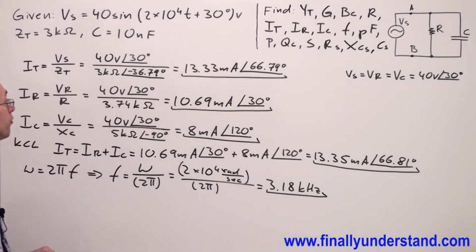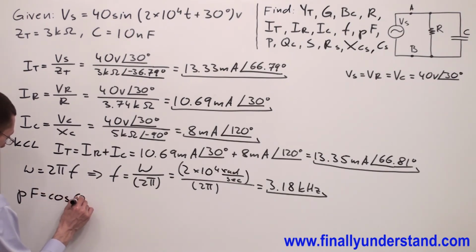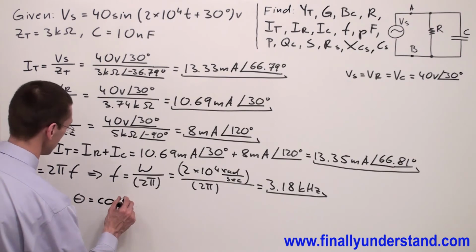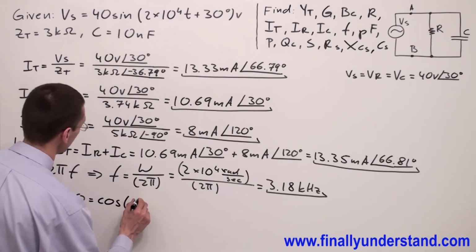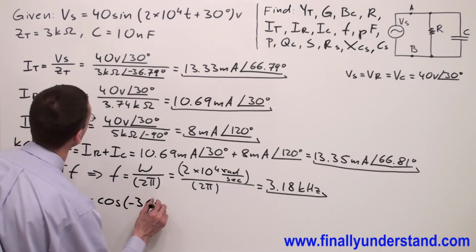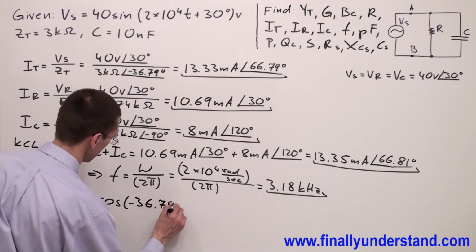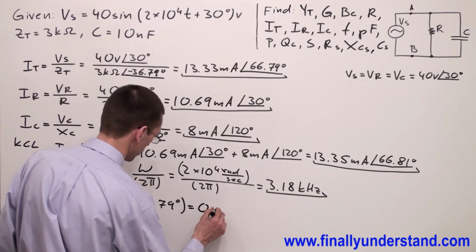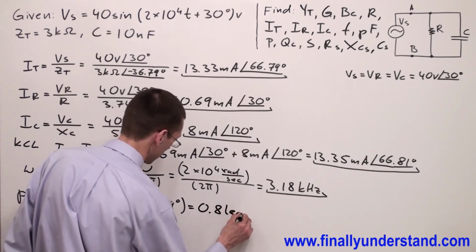Next, I can find the power factor. Power factor is equal to the cosine of angle theta, the angle which is next to Z total or Y total. Cosine of angle negative 36.79 degrees is equal to 0.8 lead.